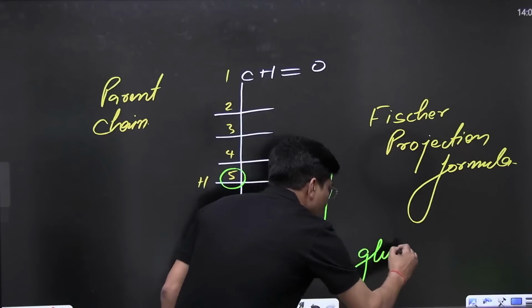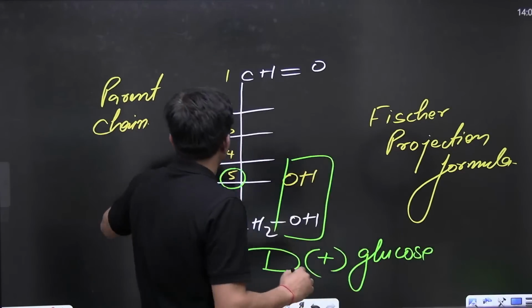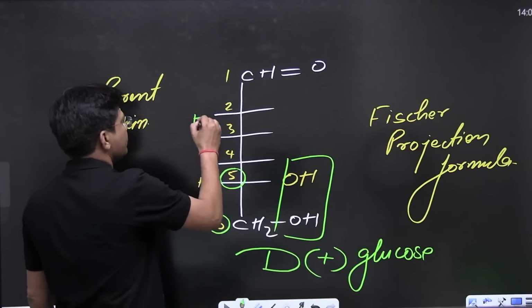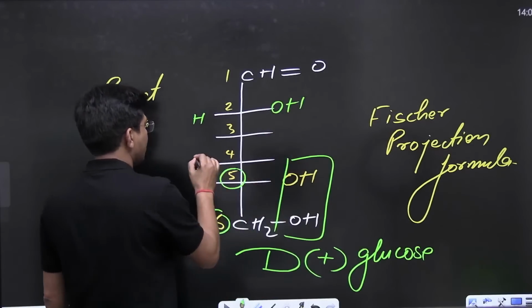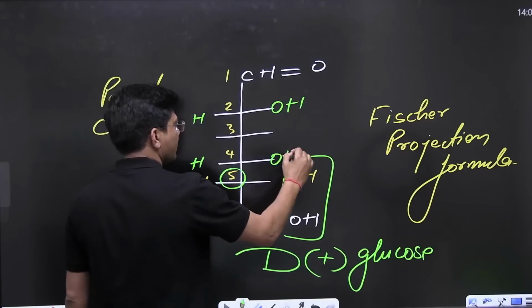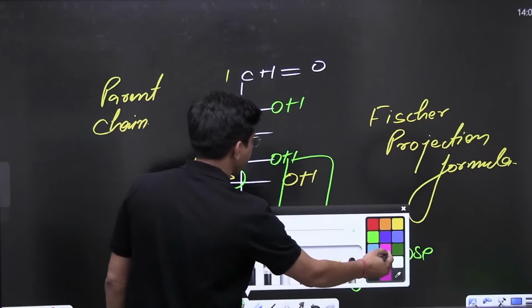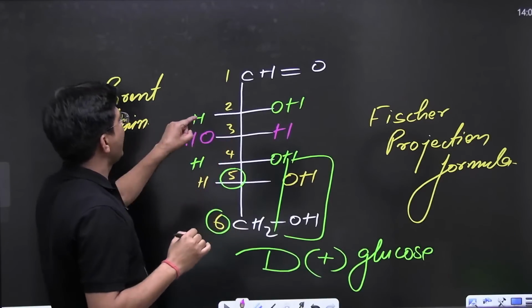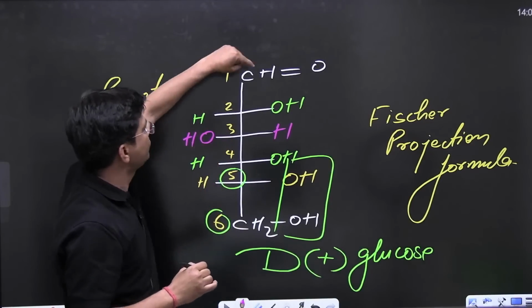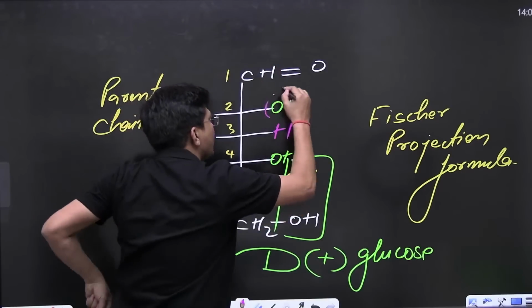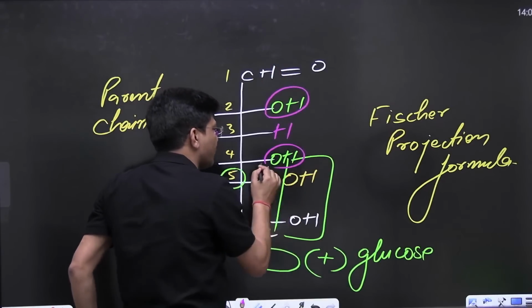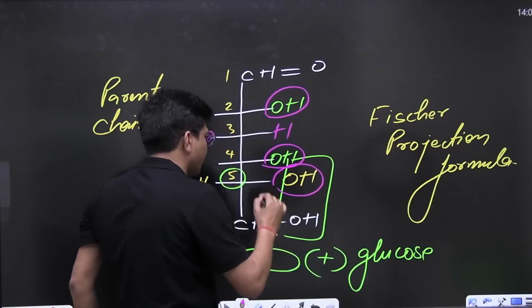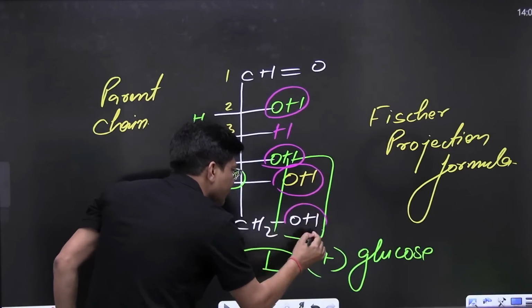Now let me tell you here H, OH, H, OH, and at this position, this is the third carbon, H, OH. This OH has to be on the left hand side. My dear friend, just see to it, this OH is on the right hand side, this OH is on the right hand side, this OH is on the right hand side, and this is also on the right hand side.